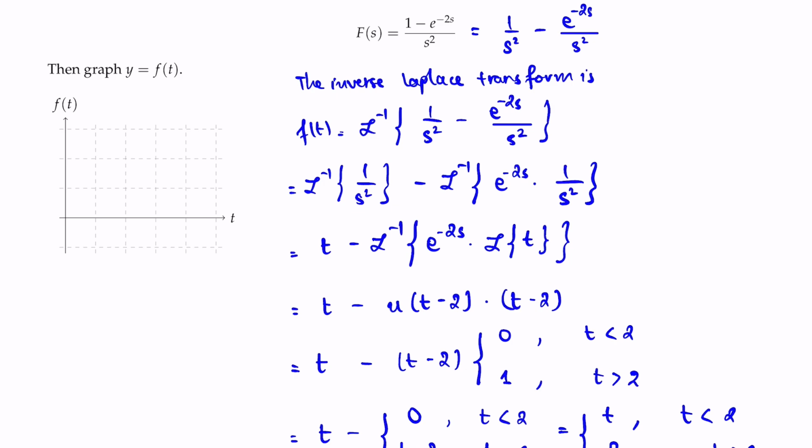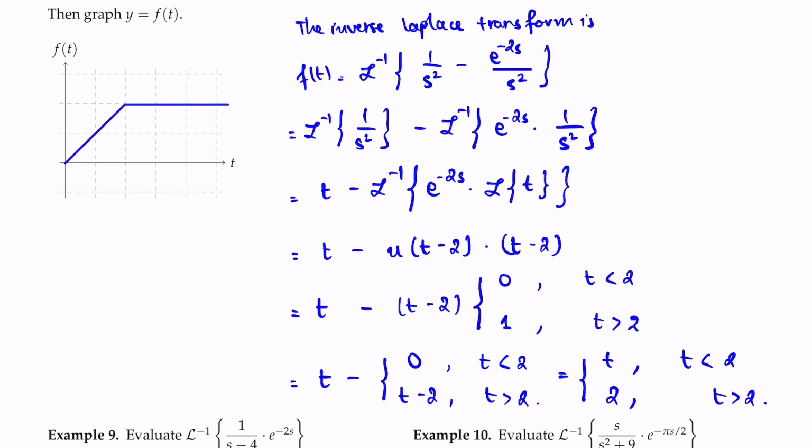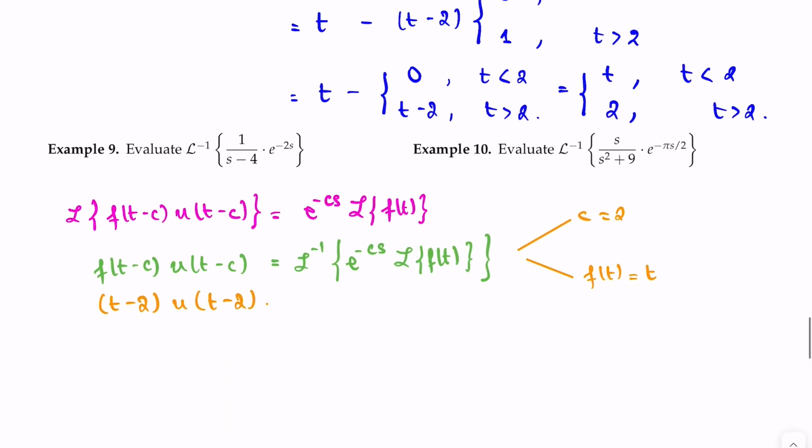So in the interval for t is less than 2, the function is t. And the function is equal to 2 when t is greater than 2. So this is the graph of the functions that we got here. You okay with that process? Good? All right.